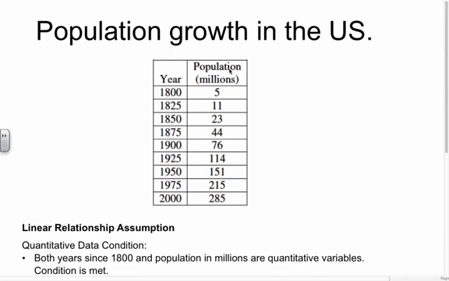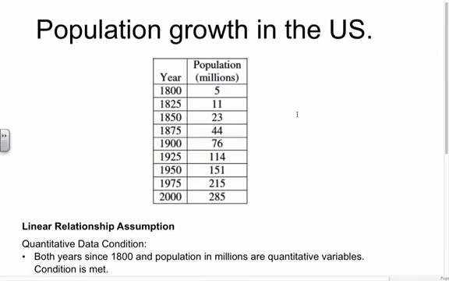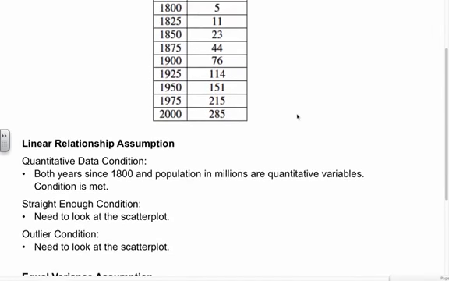Normally, as we know from just our Algebra 2 experience, population growth is usually exponential. But I'm going to try to make it so that I have a linear model to predict population in millions. In order to do this, let's take a look at a couple of the assumptions first and foremost, because I don't want us to forget that we need to do these checks every single time.